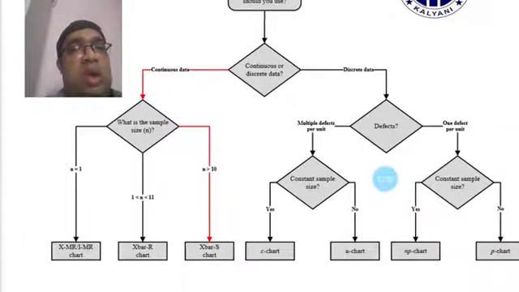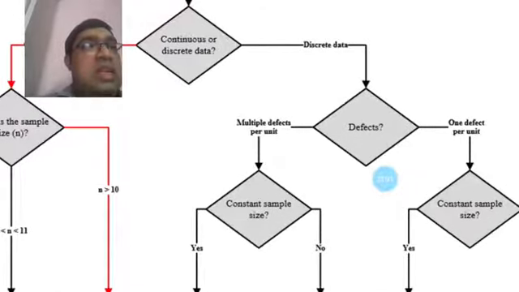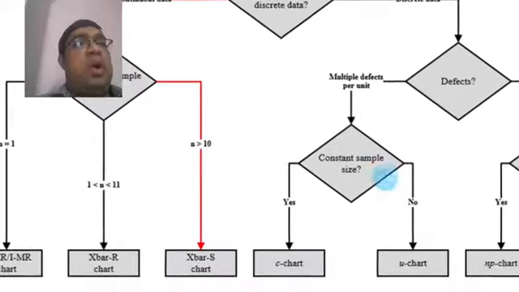For continuous data, what is the sample size? That means n will be calculated. What will be the sample size? That is how you flow through the continuous data branch. The other branch is discrete data, which is about defects.